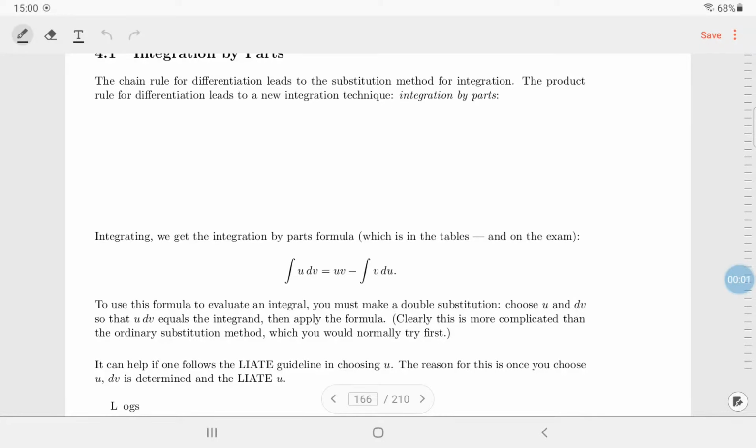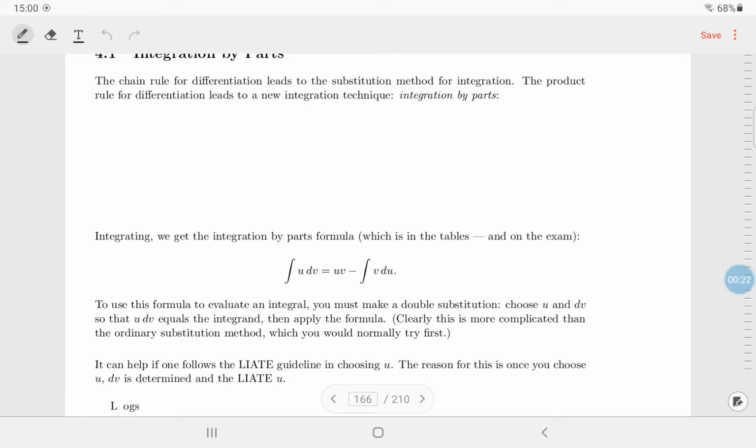...chapter that the chain rule for differentiation run backwards gives you the substitution rule, the u substitution method for anti-differentiation. Similarly, we can run the product rule backwards to get something called integration by parts. So let's see how this should work.